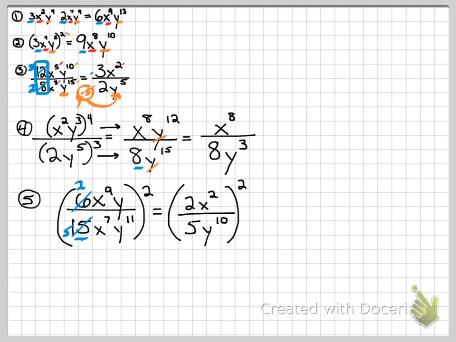Now the numbers are smaller and easier to deal with, so I'll go ahead and square everything. The square is on the parentheses, everything is in the parentheses. 2 squared is 4, x squared squared is x to the 4th, multiplying exponents. 5 squared is 25. Y to the 10th squared multiplied gives me 20. And because I reduced it in the very beginning, I know that I'm not going to be able to reduce it anymore, and that's my answer.